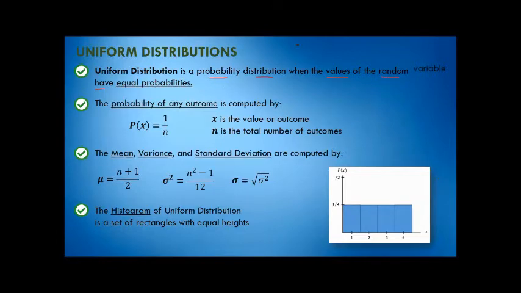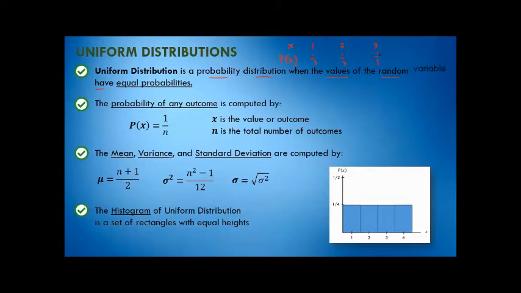So, ibig sabihin, magkakaiba yung value ng x. For example, x is equals to 1, 2, or 3. Pero, ang probability nila ay pare-parehas. So, halimbawa, 1/3, 1/3, 1/3. So, lahat sila pare-parehas ng probabilities. They are uniform distribution. Okay.